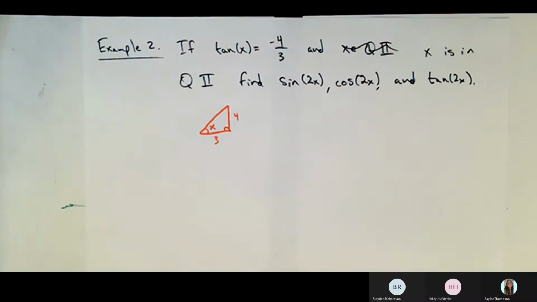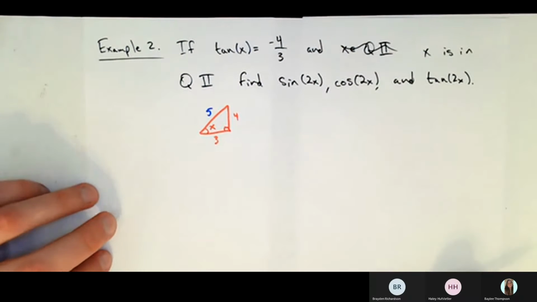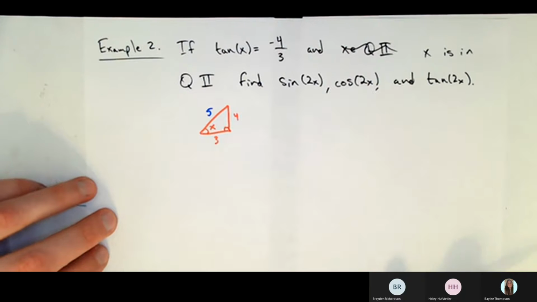Bailey, any idea what the hypotenuse of this triangle would be? Haley or Braden, any idea what the hypotenuse of this right triangle would be? Yes, thank you. It is 5. It's a 3, 4, 5 right triangle.